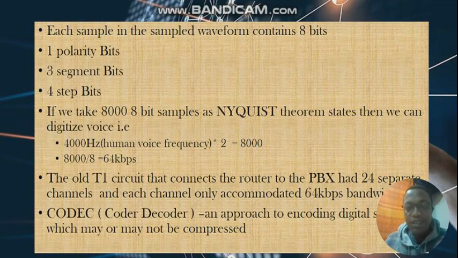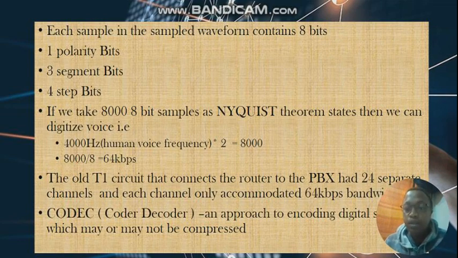Now, each sample taken from the waveform contains 8 bits, and the 8 bits would include one polarity bit, 3 segment bits, and 4 step bits. So if we were to take 8000 8-bit samples as the Nyquist theorem states, then we can digitize the voice, or transform the spoken voice into ones and zeros. So what we basically do is take the human voice frequency, which is 4000 Hz, multiply it by 2 to get the number of samples that you need to take, then multiply by the bit size, which is 8, and you're basically going to get 64 kilobits per second.